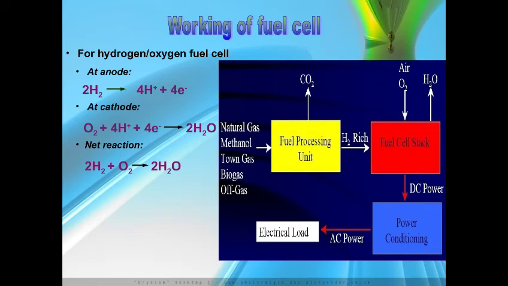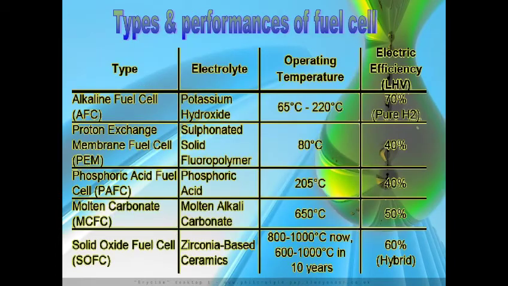Likewise, at anode, hydrogen gas is converted into H plus, that is proton, with the loss of 4 electron. And at cathode, that electron gets captured by oxygen gas which is continuously supplied there in the presence of H plus ions to give H2O and a lot of energy is released. So this was the working of fuel cell.